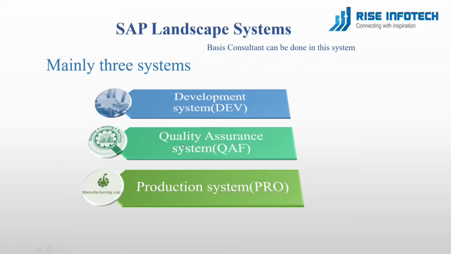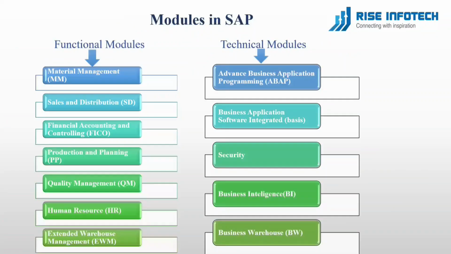Then coming to the quality assurance system. The name indicates quality. Quality means test and inspection. These activities can be done in this system, like testing, training, inspection. Everything can be done in this quality assurance system. Then go to the production system. Production system means real-time system. That means converting raw material to finished or semi-finished materials in the real-time system. That is called the production system.